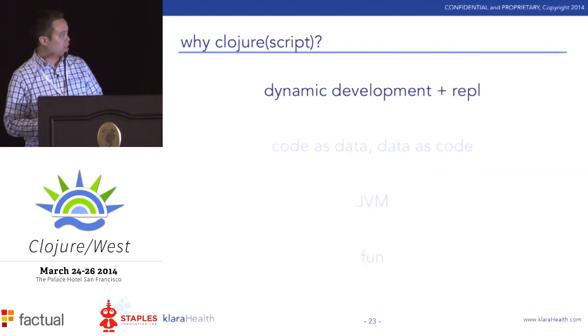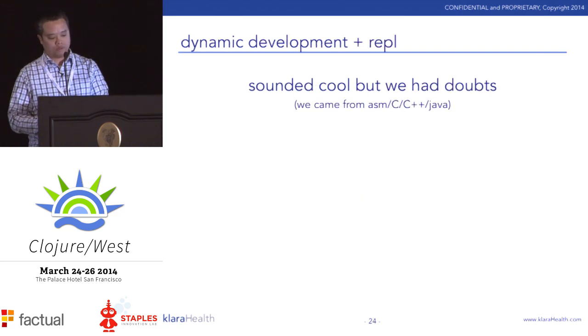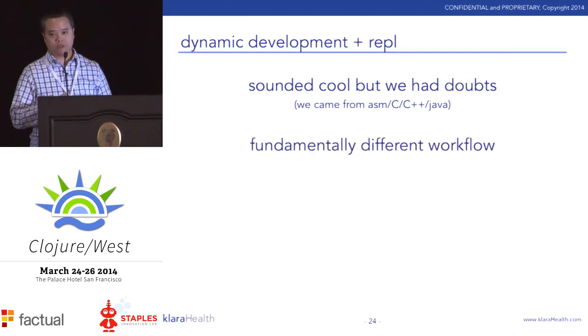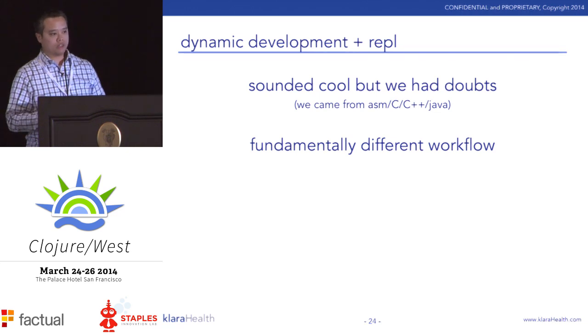One of the three main reasons we went to it was dynamic development and the REPL, and being able to interface with it. It sounded really cool, but we kind of had doubts. In terms of background, we came from assembly, C, C++, Java, so this was a very foreign workflow for us. It was fundamentally different, and we had to learn how to work with it and how to move away from the traditional mechanisms of testing and iteration that we were used to.